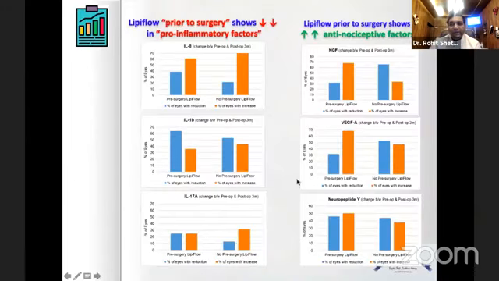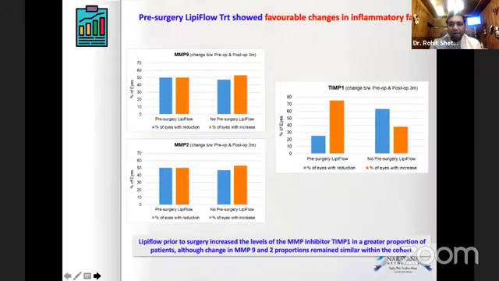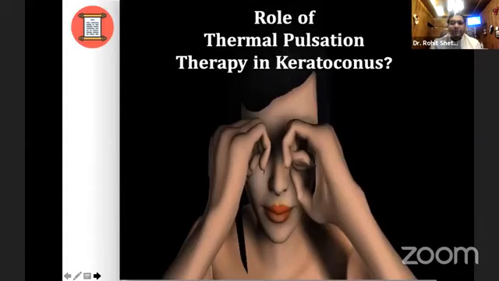These are just graphs of anti- and pro-nociceptive factors, which this LipiFlow can alter. LipiFlow is not just about taking the glands and cleansing them. It also cleans and maintains the ocular surface milieu, and it maintains the balance of things which can cause sensation and which can cause hypersensation. We need a balance. We don't need anything to be completely knocked off, but we just need a good balance, and that's what this does.